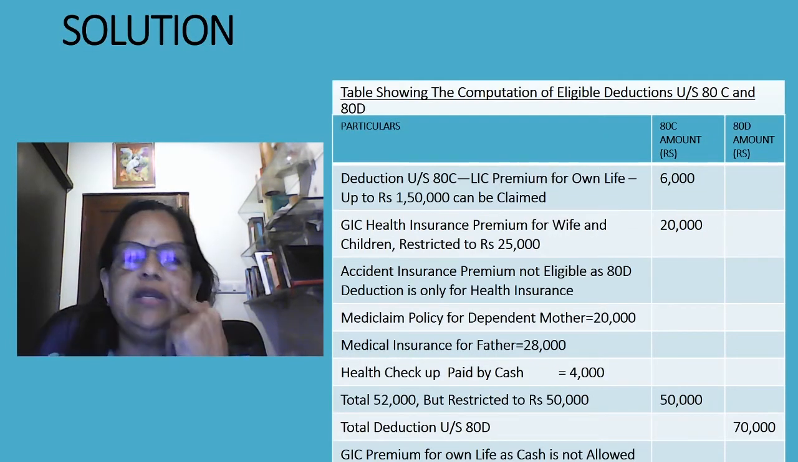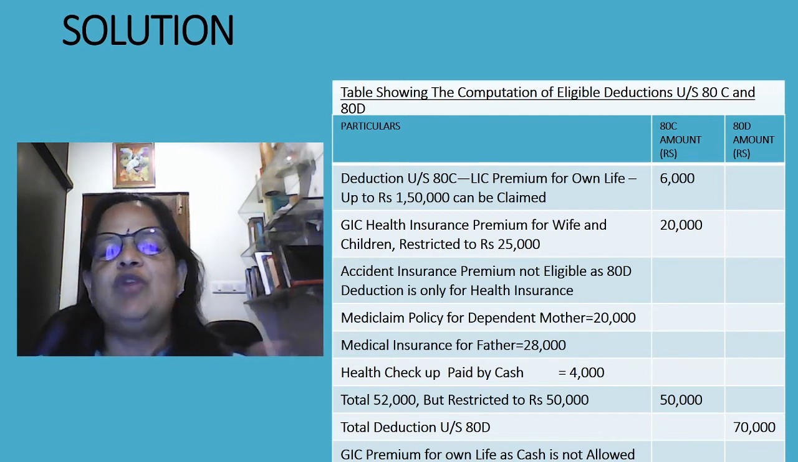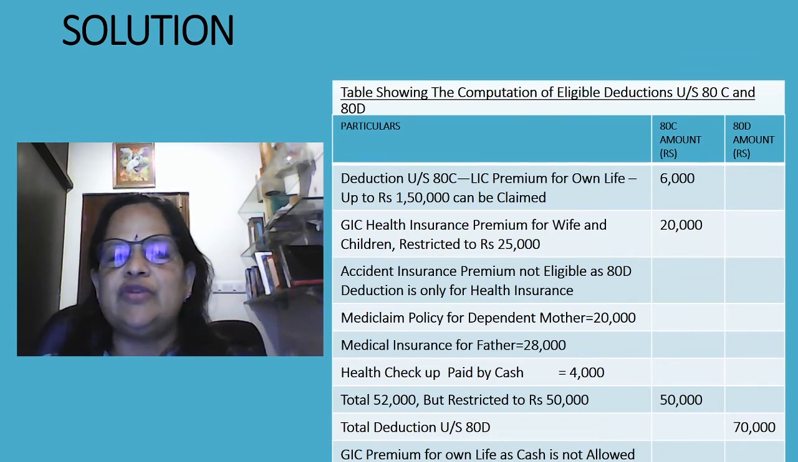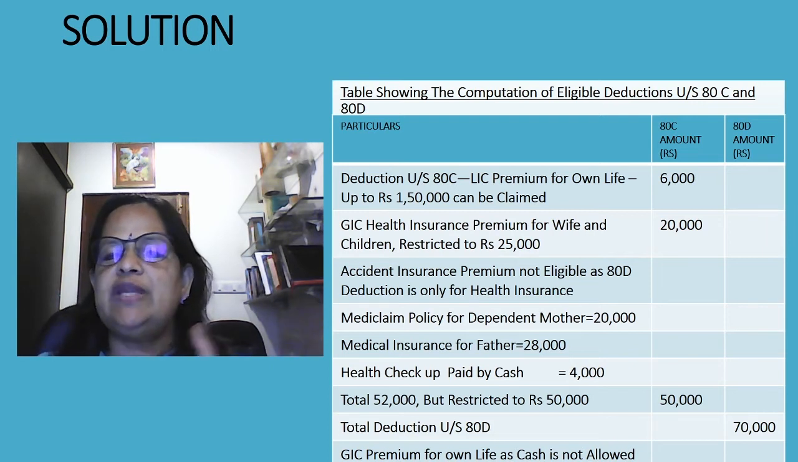Now, the solution: a table showing the computation of eligible deductions under section 80C and 80D. See, 80C, you know the different items we have learned. What all are eligible? Then we will take a qualifying amount of 1,50,000. So, deduction under section 80C: LIC premium for own life. He has made a contribution of 6,000, and that can be allowed. Now, up to 1,50,000 can be claimed.